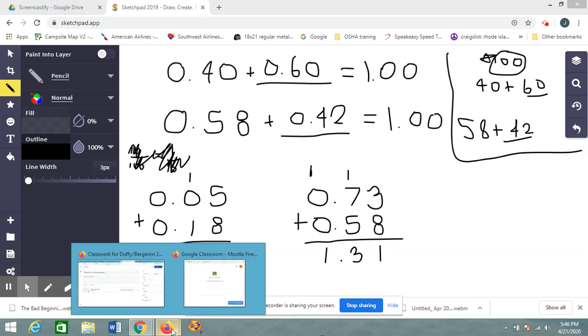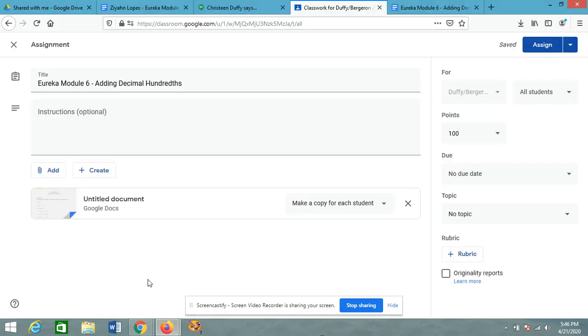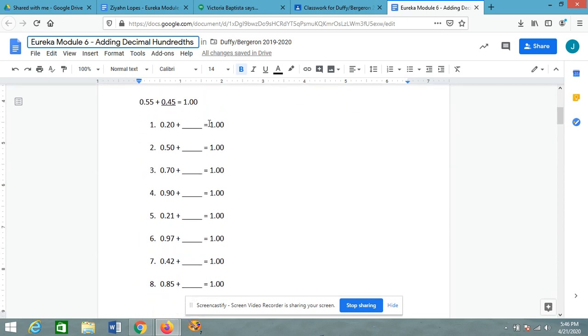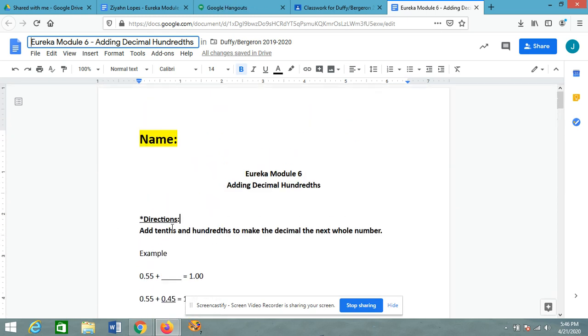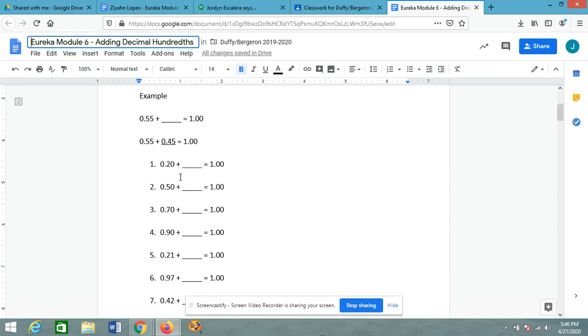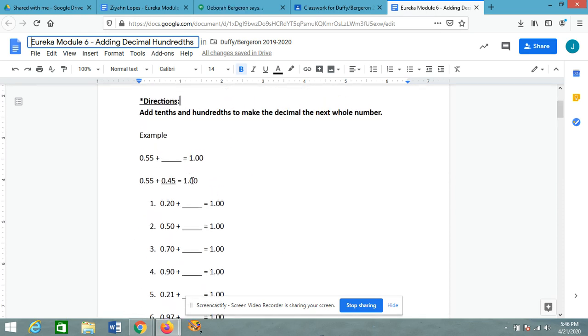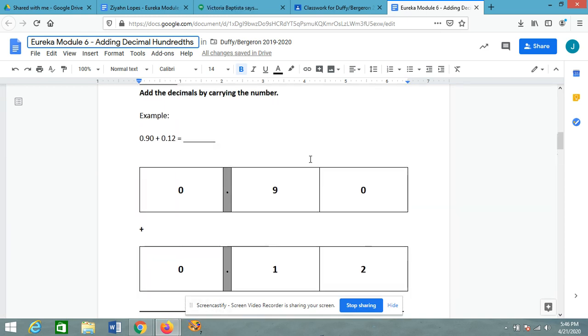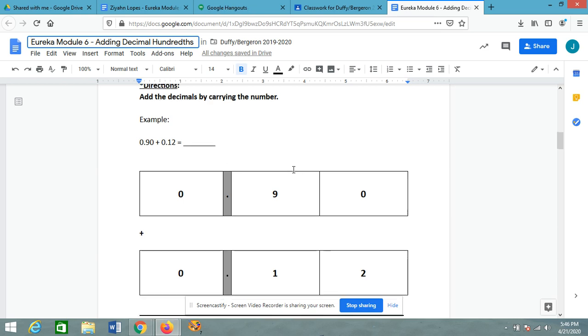So what it's going to look like on your work, I think this is the right one. So what it's going to look like on your work is we'll have this section. I switched around the section, so this section will be first. Add the amount of tenths and hundredths you need to make this decimal the next whole number, and then again we'll be adding on these, and I'll do the example together real quick.